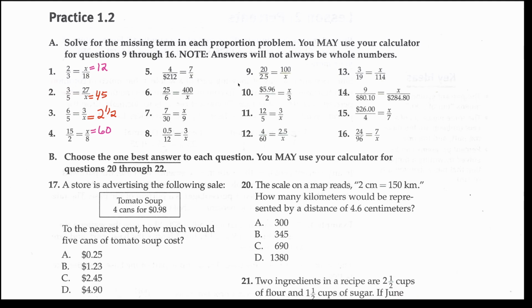Let's work with number 5. Remember, number 5 is dealing with money. Okay, so we have to multiply that 212 by 7. And let's work that out on the top here. So 212 multiplied by 7.